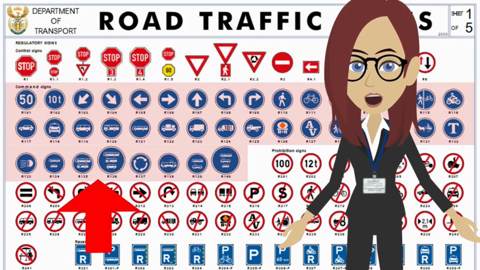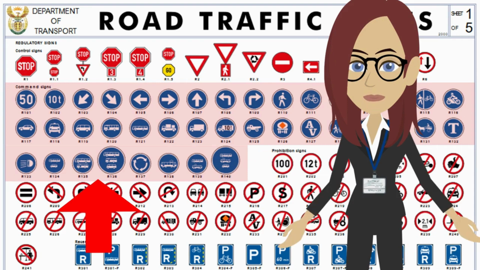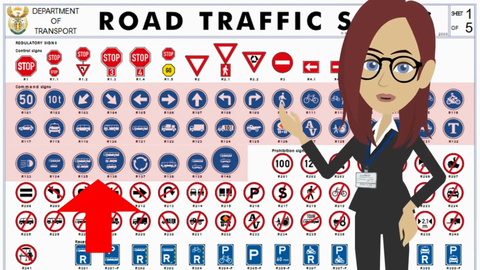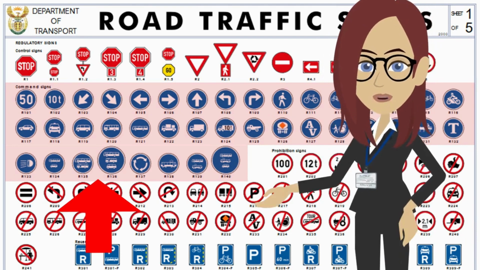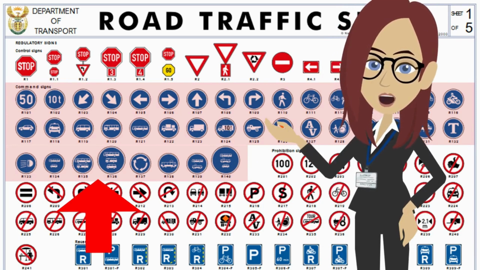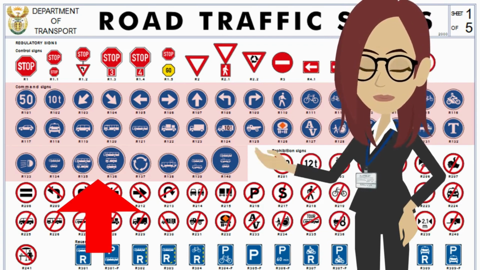Next, we have command signs. They enforce minimum restrictions and compel you to take certain actions. They are round in shape and on a blue background with a white border. There are some general command signs, like minimum restrictions, plus other general command signs, which apply to all road users. And then there are some command signs, which apply only to specific road users.